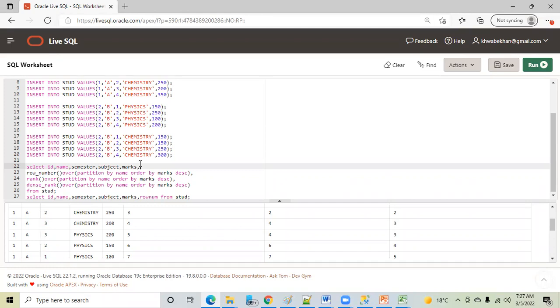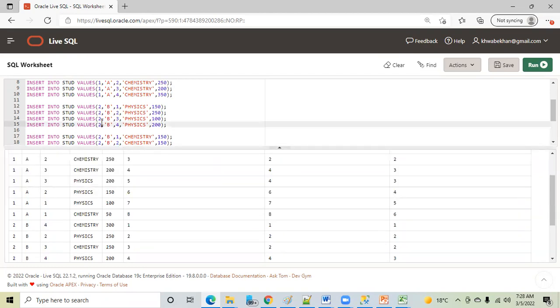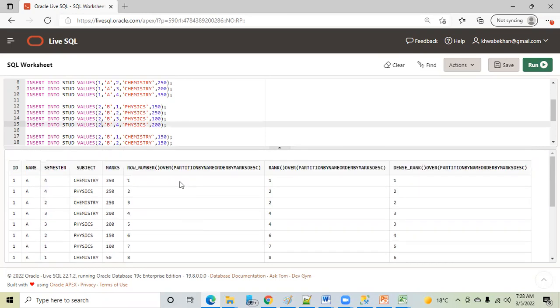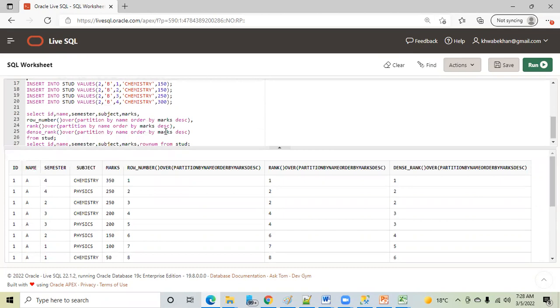Those who are interested can go through those recordings. That was a very important concept, the difference between union all, minus, join and intersect, and I told that from the SQL engine perspective. That was a very, very good session. I will share the recording. If you need any help, we can discuss that. So hope the difference between row number, rank, dense rank, and in which scenario you have to use which one, is clear. Yes.